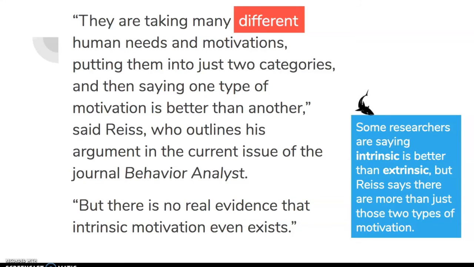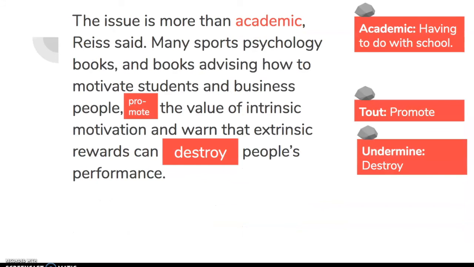They are taking many different human needs and motivations, putting them into just 2 categories, and then saying one type of motivation is better than another, said Rice, who outlines his argument in the current issue of the journal Behavior Analyst. But there's no real evidence that intrinsic motivation even exists. The issue is more than academic, Rice said. Many sports psychology books and books advising how to motivate students and business people promote the value of intrinsic motivation and warn that extrinsic rewards can destroy people's performance.